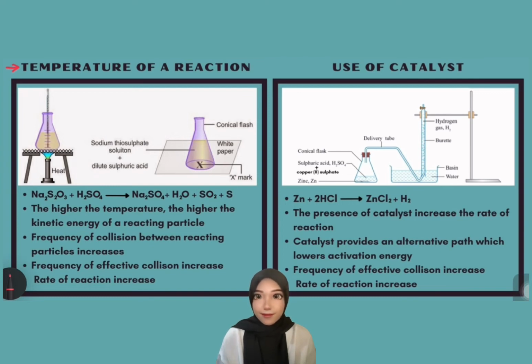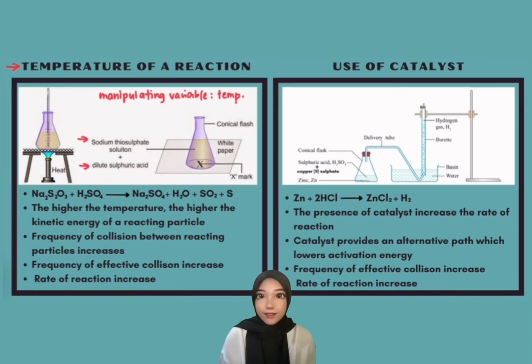Moving on to the third factor, which is the temperature of reaction. For this experiment, we can use the previous experiment in the concentration factor, where we use a reaction between sodium thiosulfate and sulfuric acid, but this time, the manipulated variable is the temperature of sodium thiosulfate. You can compare the rate of reaction between a high temperature and a low temperature of sodium thiosulfate and observe the time taken for the X mark to disappear.